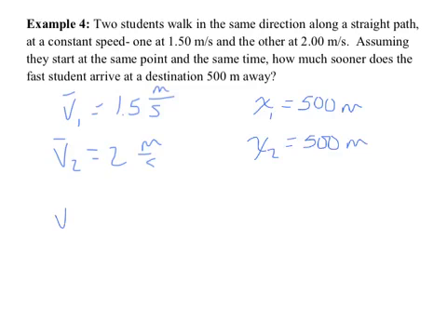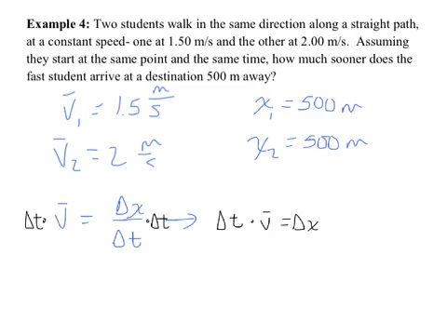So let's start with our generic equation. We have change in displacement over change in time. The change in displacement is set already. We want to find the change in time, so let's solve for t here. We can multiply both sides by delta t to start. So we have delta t times v bar equals delta x. And then in this case we can divide both sides by v bar, giving us delta t equals delta x over v bar.